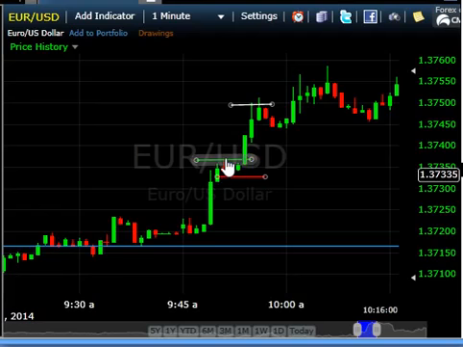We get it. I've marked it green to mark our entry. Our stop here is in the red, just below this consolidation, and our target is up here. Let's look at how we got that.